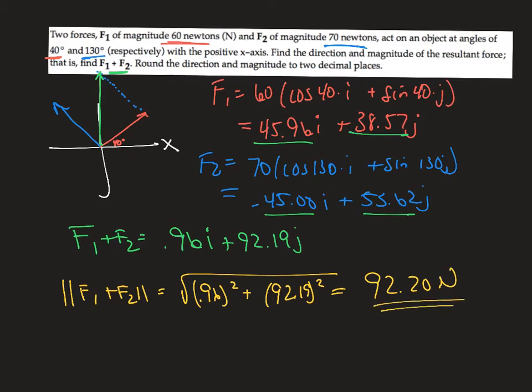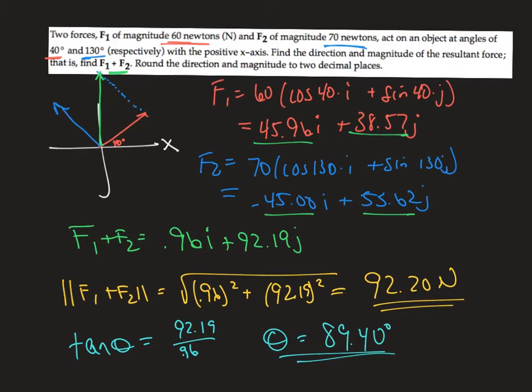Okay. And then, of course, to find the direction angle, the tangent of the angle is just b over a. So 92.19 over 0.96. Oops, 96. Thank you. Then plug that into your calculator, and your theta is going to be 89.40 degrees. So not too shabby on that drawing, because it would be really close to being a right angle. So yay me!